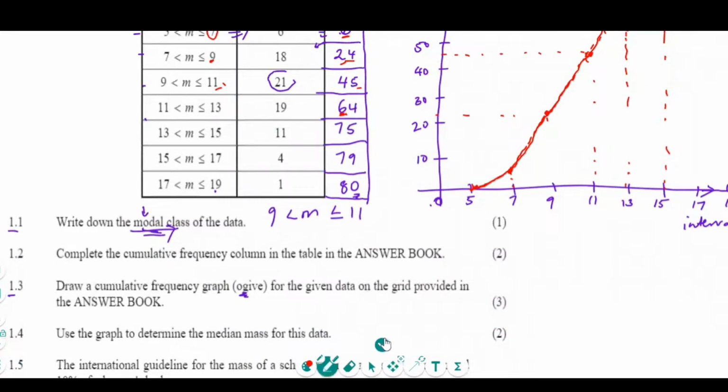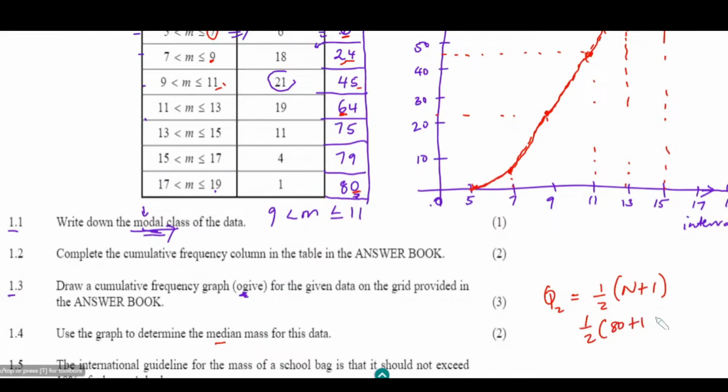So when we are answering this, we know that the median mass will represent the Q2, and we know that for us to get the position of Q2, we shall get 1/2 or 2/4, which is 1/2 into n plus 1, where n represents the total number of people that took part in the survey. So that's a half of 80 plus 1, and then that's gonna give me 40,5.